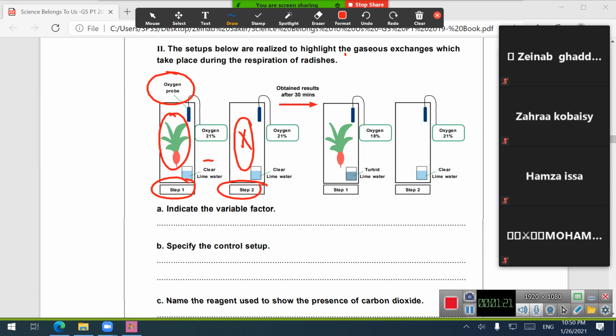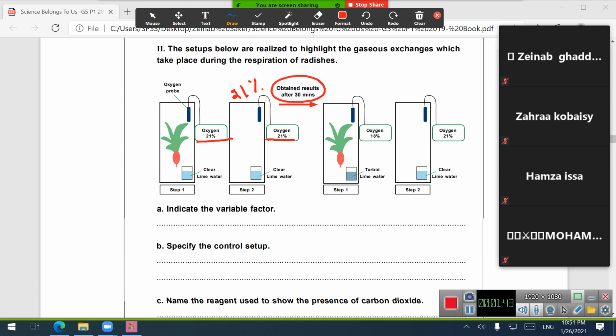But in both we can find clear lime water. The amount or quantity of oxygen is the same in both steps, which is 21%. After 30 minutes, after half an hour, look at step 1. How does the amount of oxygen become? Yes, it decreases to reach 18%, and the clear lime water will become turbid.